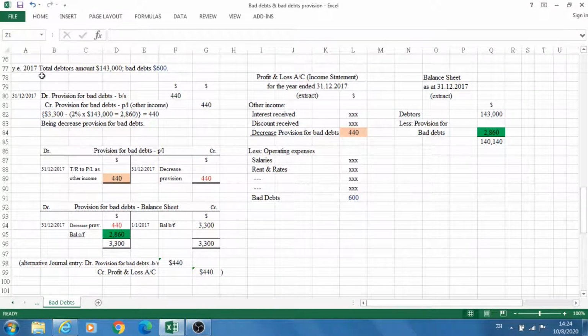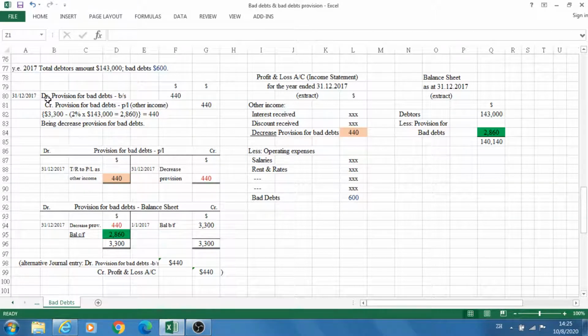At end of 2017, total debtors amount 143,000. Bad debts 600. The calculation of provision for bad debts is 2% times 143,000 equal to 2,860. The provision for bad debts balance sheet account balance is 3,300. That means there is excess provision for bad debts.